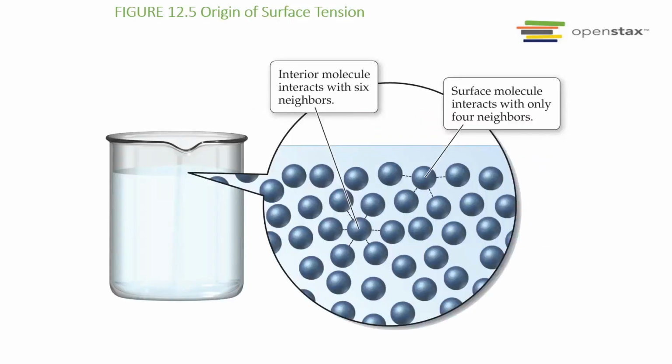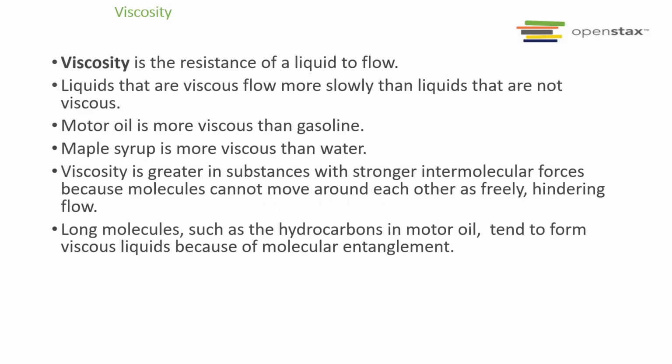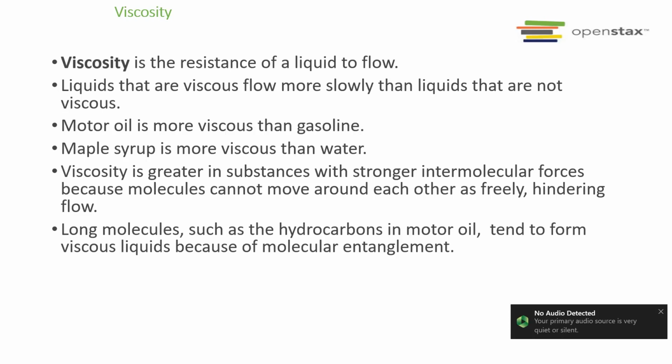So surface tension has to do with the intermolecular forces that exist between water molecules. Those intermolecular forces allow for light substances to float on top of the water. Viscosity is the resistance of a liquid to flow. Viscosity is important when we talk about blood pressure in the body.